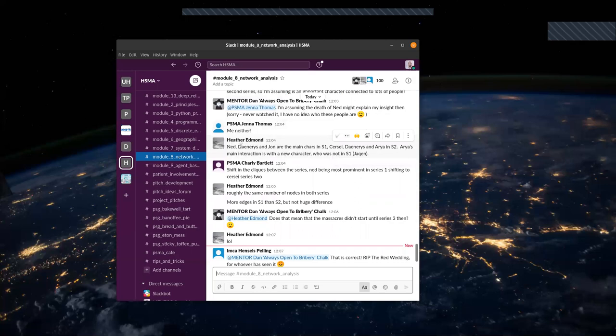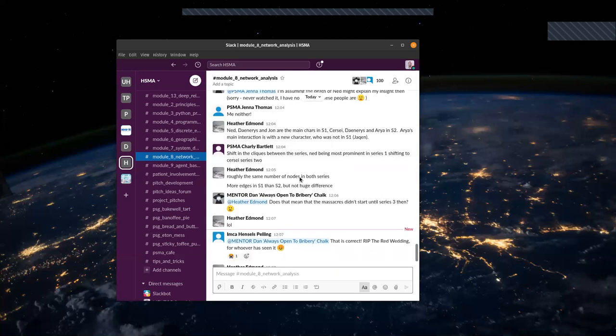Ned, Daenerys and Jon in season 1, main characters. Cersei, Daenerys and Arya in season 2. So they switch it. Interestingly, on this one, roughly the same number of nodes in both series. More edges in season 1 than season 2, but not a huge difference.